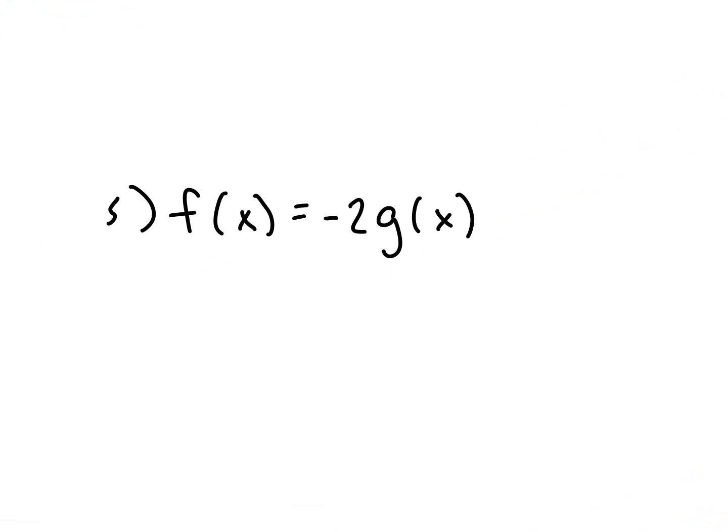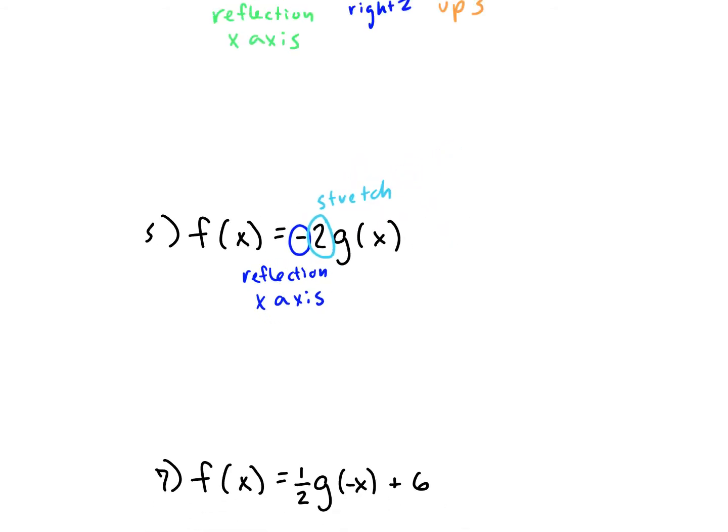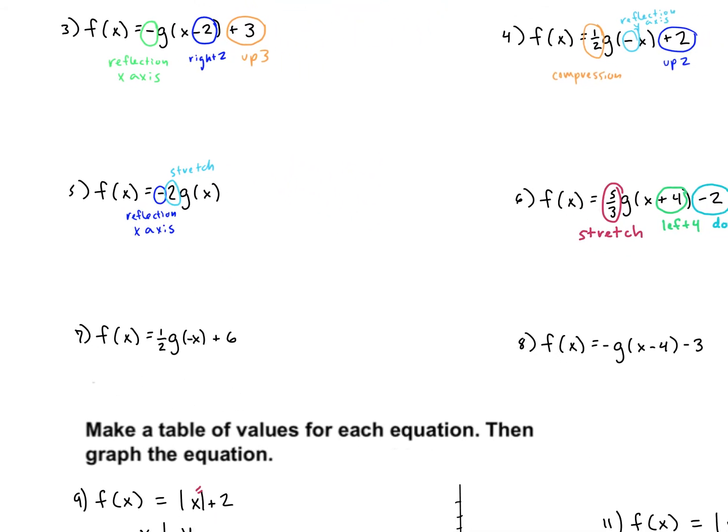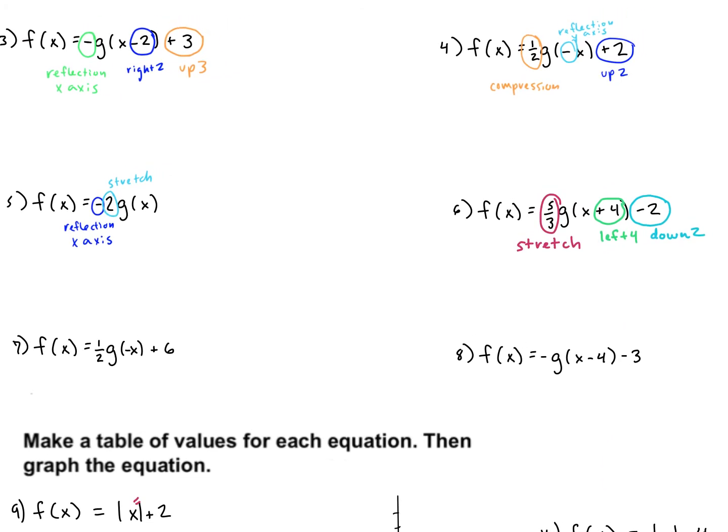All right, number 6. What does this minus do? That negative on the outside. Reflection on the x or y? X-axis, because it's outside. What about the 2? Stretch. And that's it. Any questions there? We did number 6 together yesterday, so there's a stretch. We go left 4 and down 2.